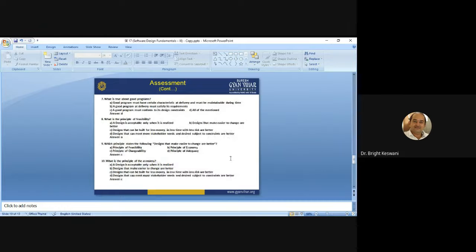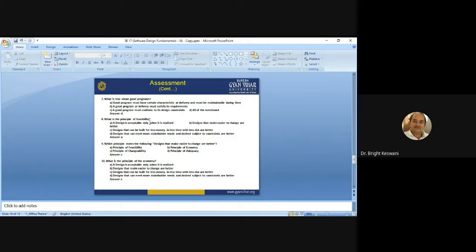The seventh question, what is true about a good program? A, a good program must have certain characteristics at delivery and must be maintainable over time. The B option, a good program at delivery must satisfy its requirements. C, a good program must conform to its design constraints. And D, all of the mentioned. All of the mentioned is the right answer.